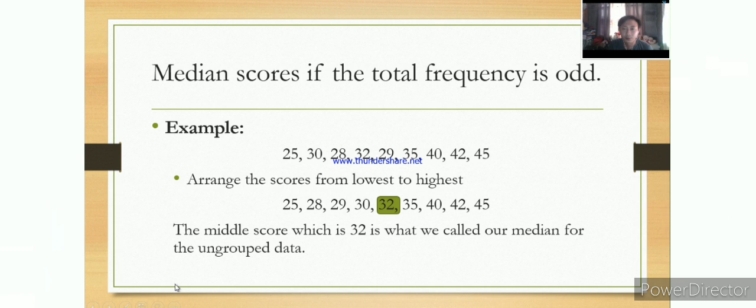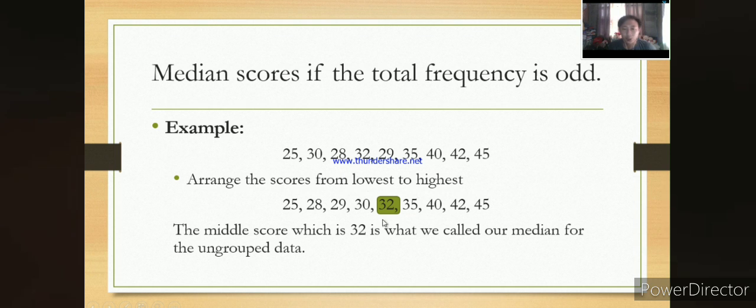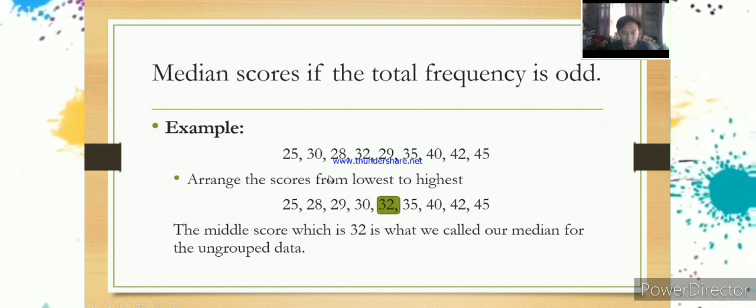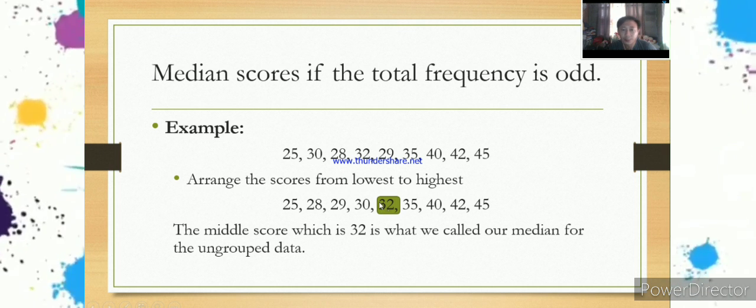So we have here 25, 28, 29, 30, 32, 35, 40, 42, and 45. So the middle score, which is 32, is what we call our median for the ungrouped data. Why? Because 32 is in the middle.